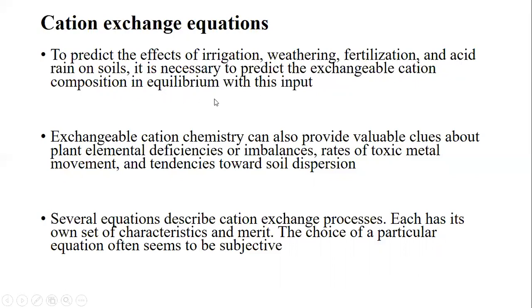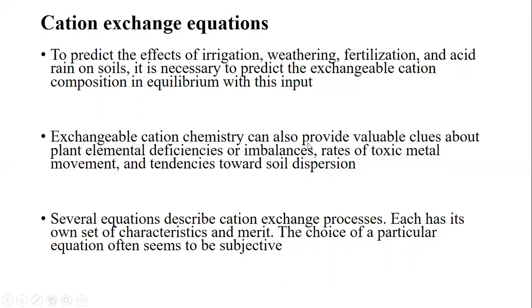composition in equilibrium with this input. So this is important to predict, so we can expect the effects of irrigation, weathering, fertilization, acid rain on soils. It's necessary to predict the exchangeable cation composition in equilibrium with this input. We have to know what's going on. What are the exchangeable cations?